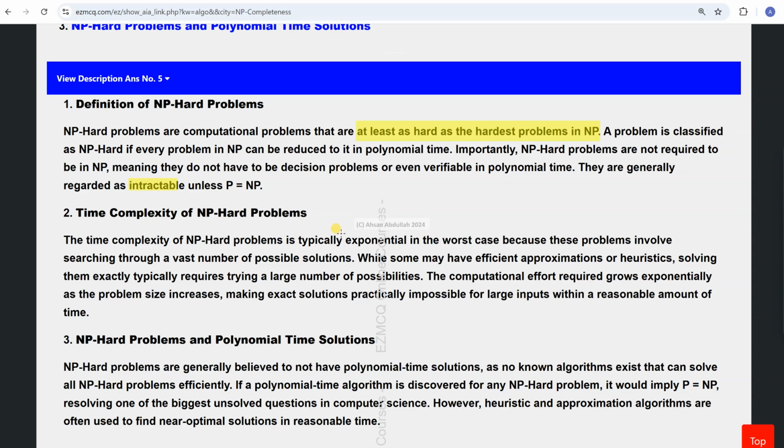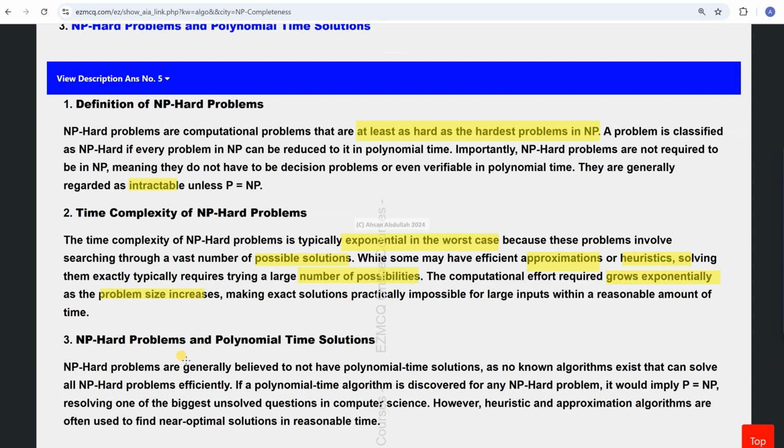Typically, the time complexity is exponential in the worst case, because it turns out to be searching and checking the entire possible solution space. The approach is approximation algorithms or heuristics, and looking at a large number of possibilities. Why are they hard? Because the required solutions grow exponentially as the problem size increases. So getting the exact solution is impossible in reasonable time.